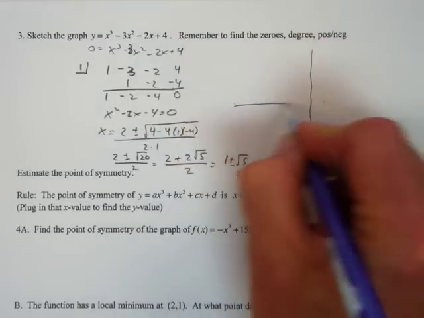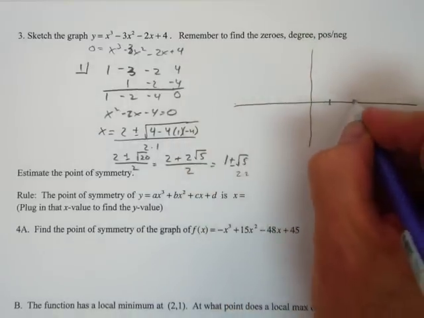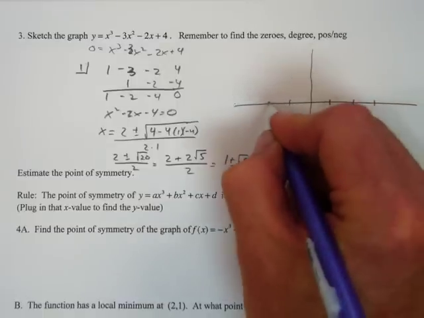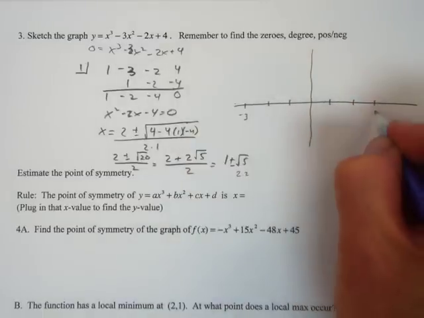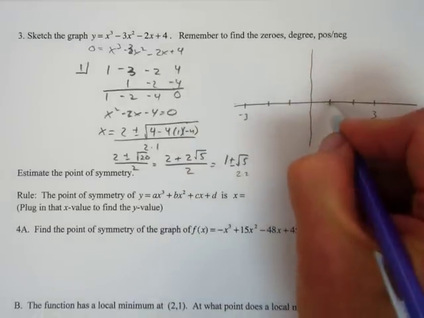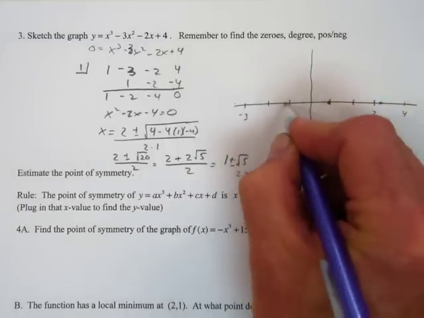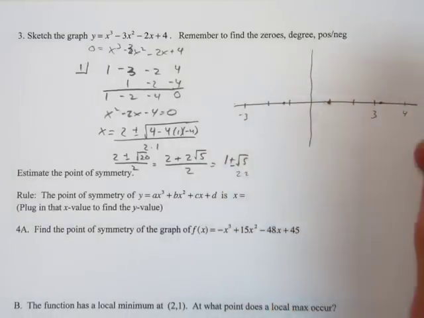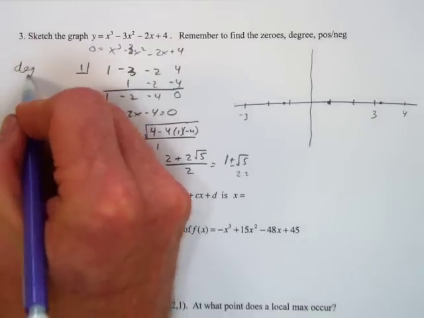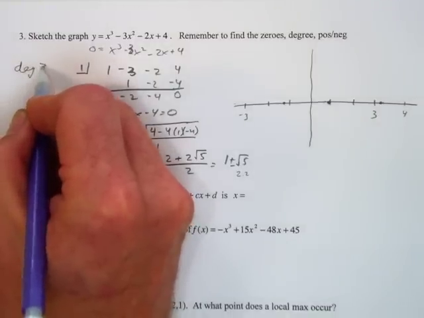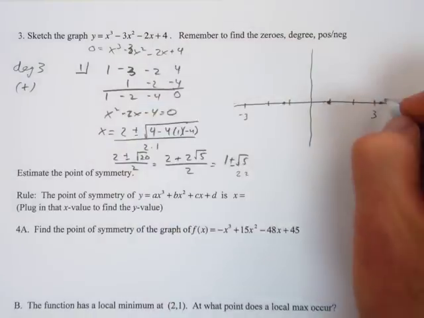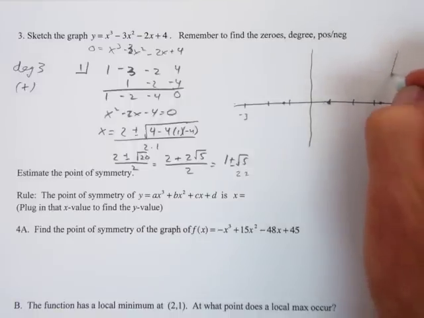Let's take a look. All right, so we have a zero at 1. And if we say 1 plus 2.2, we'll have it at about 3.2. And then 1 minus 2.2, it'll be about negative 1.2. The degree is 3, and it's a positive graph. So from this last zero, it's going up. Each zero occurred one time.